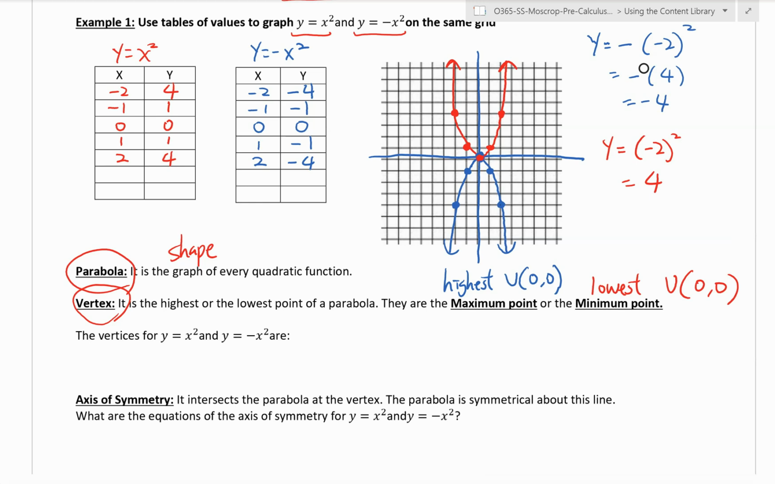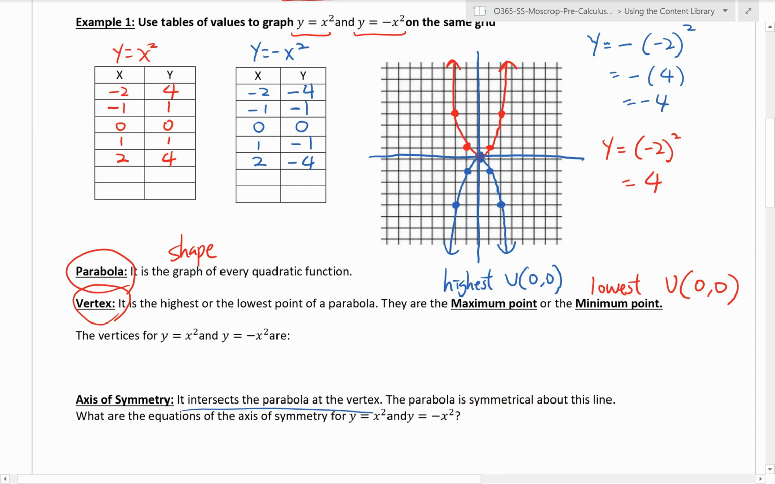It's not always going to be the y-axis though. The graph could move around, and therefore your axis of symmetry would shift. However, in these two examples, our axis of symmetry is the y-axis. It really is the vertical line that cuts the graph in half. It intersects the parabola at the vertex, so that's important. It's a vertical line, and the parabola is symmetrical about this line.